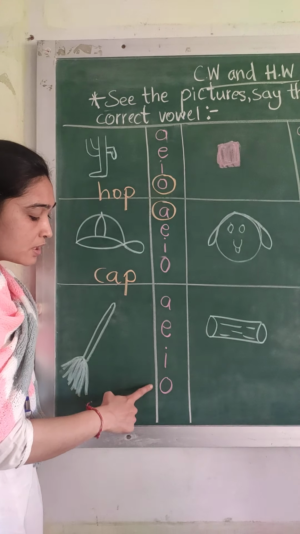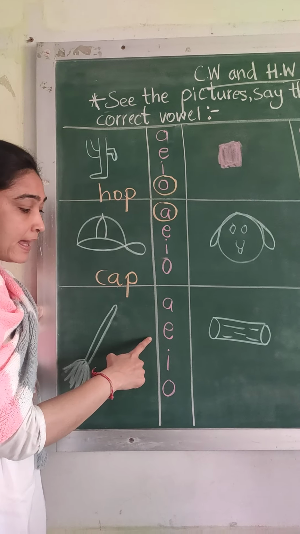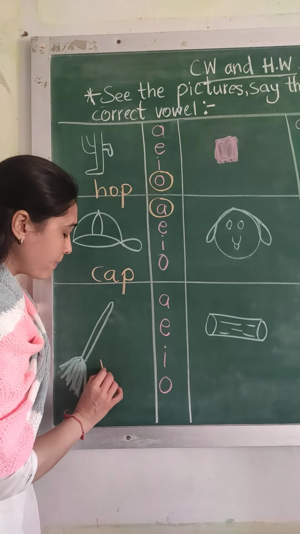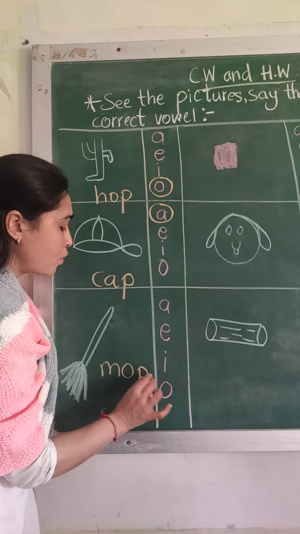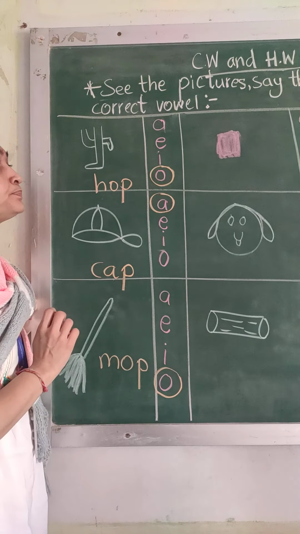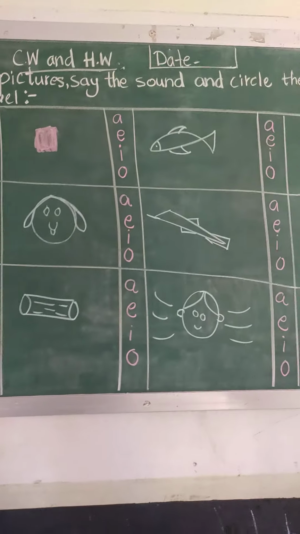Which vowel do you hear, children? A, e, I, o. Mop. I hear the sound of letter O. O. Mop. Next is the color.